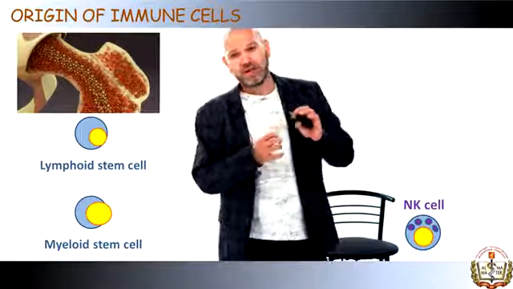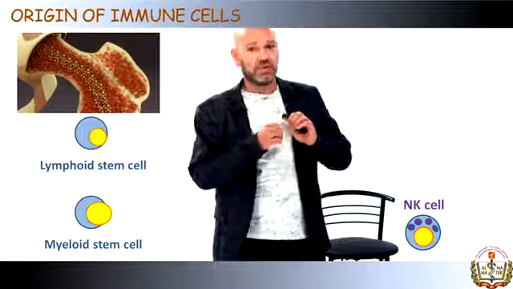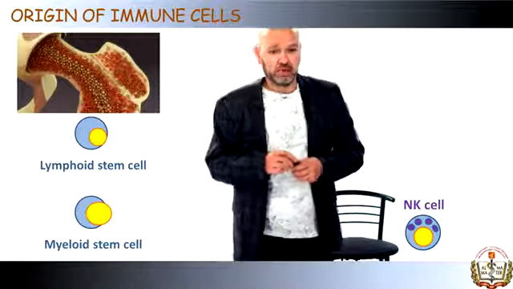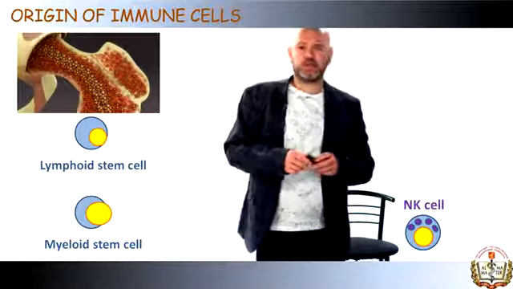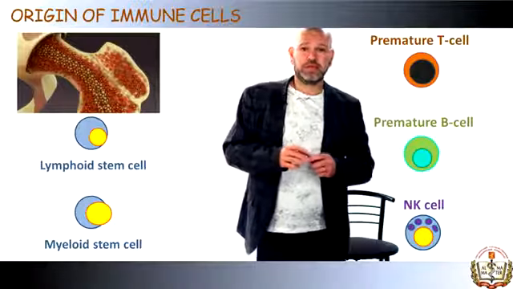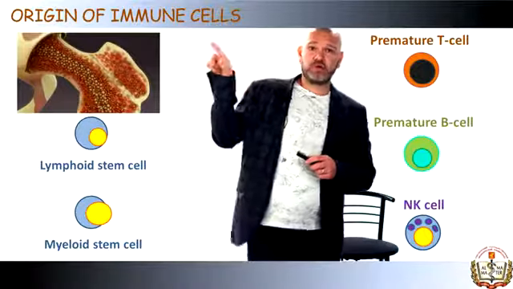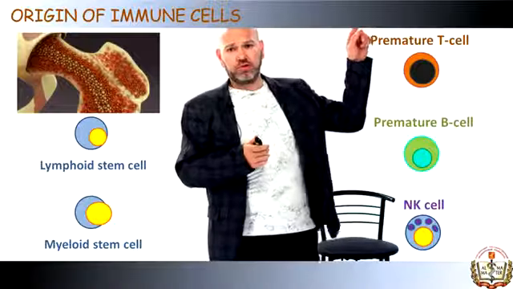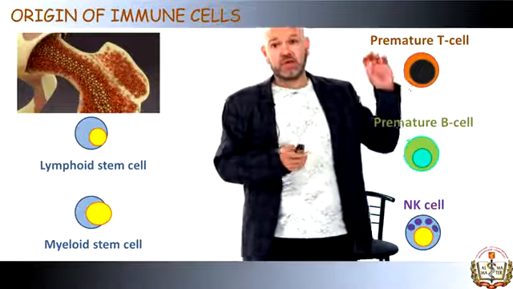They're closely related to B and T cells, but different. And we already discussed the function of natural killers last lecture. So more important today are T and B cells. Initially we have premature B cells and premature T cells.